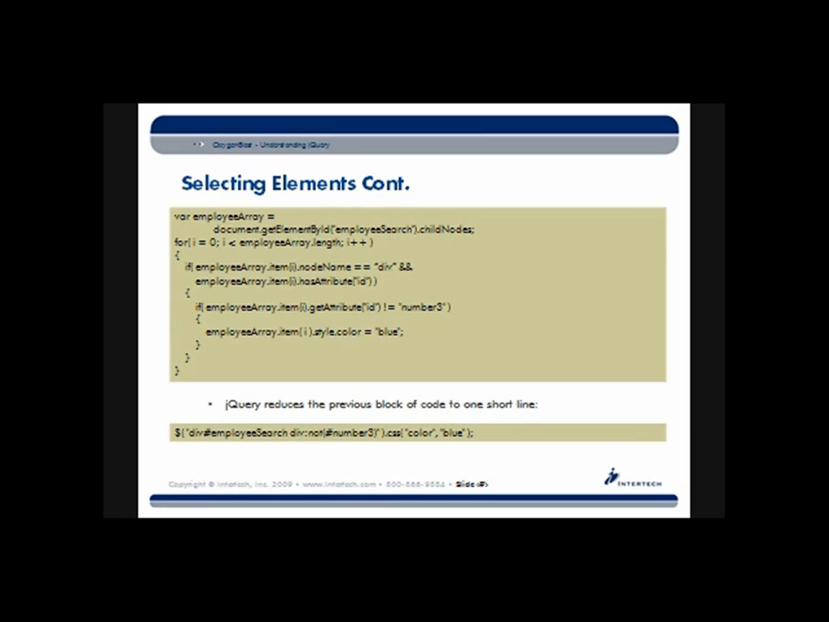jQuery is going to reduce all that code that you see above into one short line. So here below I've got my div, looking for divs with an ID of employee search. I then want all of the div tags that are children, that are descendants of that particular ID. Once I have that, I want to make sure that I'm not getting anything with the ID of number 3. There's all the conditional checks that we had above. Then I say I want to change those that I finally have after I filtered to be the color blue.